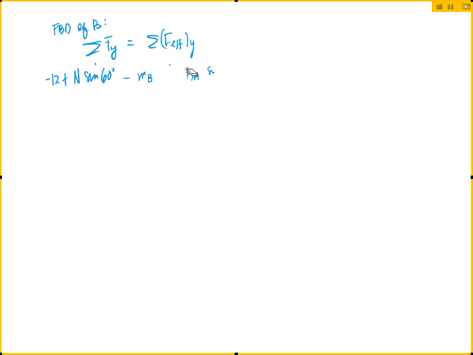So, along X, what would be your equation? Along X, you will have no component from the weight, right? And there will be a minus N cosine 60 because it's to the left. That must be equal to, on the right side, m_B a_A to the right, and then the horizontal component of m_B times the acceleration of B relative to A, cosine 30 degrees. Right?